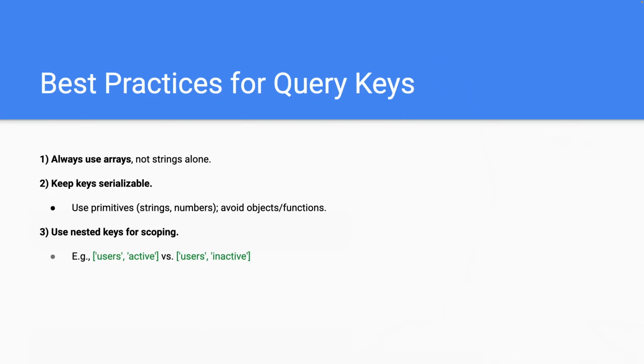So for example, if we have one API which returns active users and the other API which returns inactive users, we can have a query key of an array in which the first element is user and the second element is active to represent fetching of the active users. And this nested key helps other developers to understand the code easier, and it also gives us better scoping.